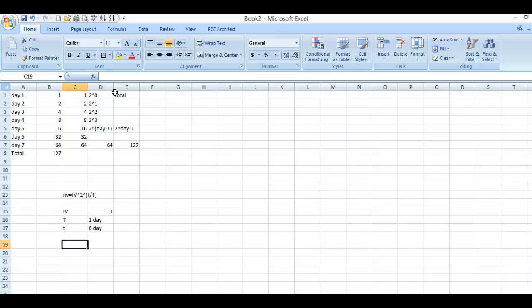So now I'm going to go ahead and calculate. Actually, I'm going to write it down and then go ahead and calculate. So we're going to do the initial value, which is 1, times 2 raised to the t, which is the 6 days, divided by the doubling time, which is 1 day, and there we go. So to calculate, I'm going to put equals, and then I'm going to go ahead and do this. And the reason I did that is the first part is so that you could see what we were plugging in.